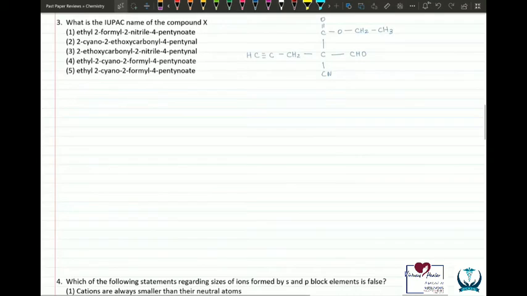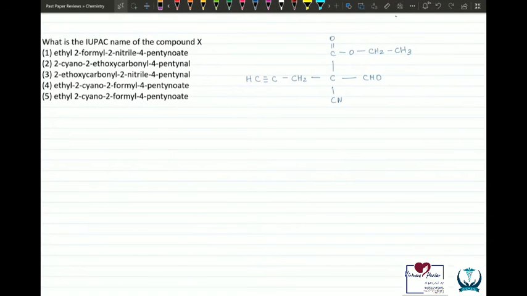Question number 3. What is the IUPAC name of the compound X? This compound, as you can see, is an ester. For an ester, you start by naming the group attached to its alcohol side. So this is ethyl. So we can exclude answers 2 and 3. And there is no hyphen between ethyl and the other side, so 4 can be excluded as well. So now it is between 1 and 5.